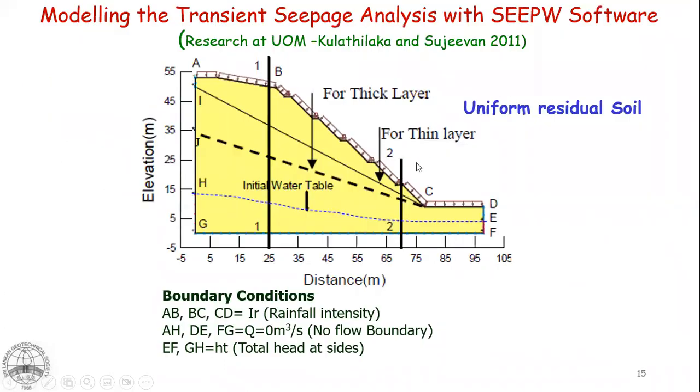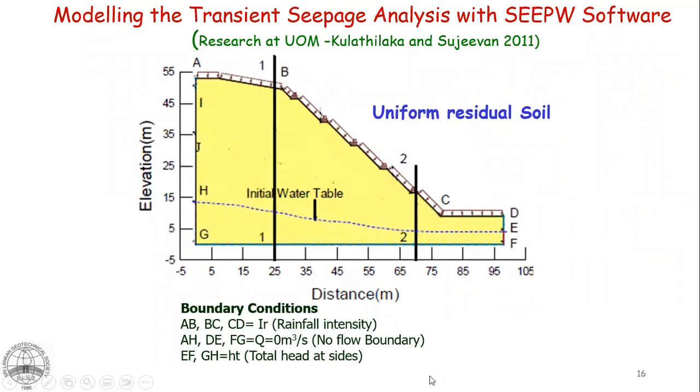These are results of one such modeling exercise. So this is a typical cut slope, and the boundary conditions are given here, and the infiltration into the sloping ground was modeled, and the resulting changes in the matric suction at these two sections, section 1 and section 2, were established. So this is the case where the slope is made up of completely uniform material, uniform residual soils. So that is the groundwater table.